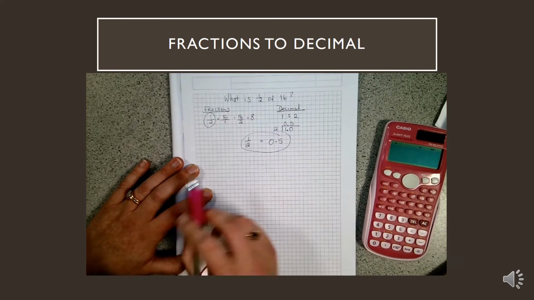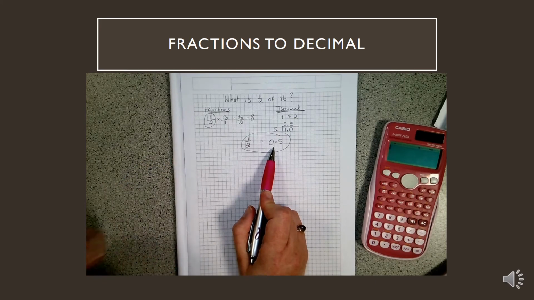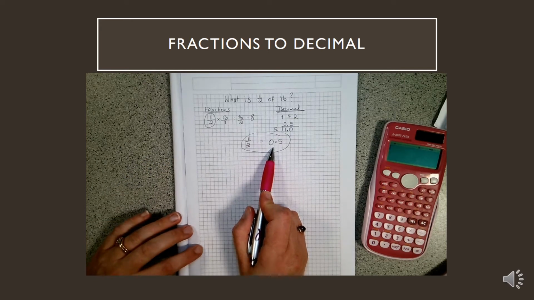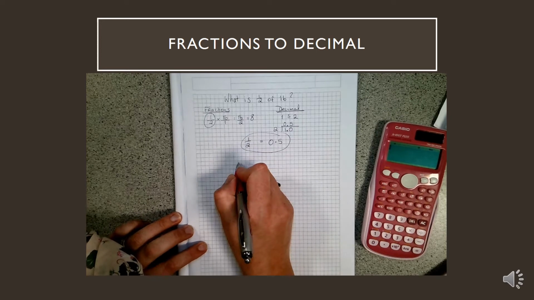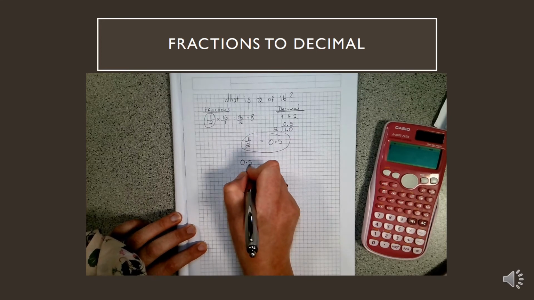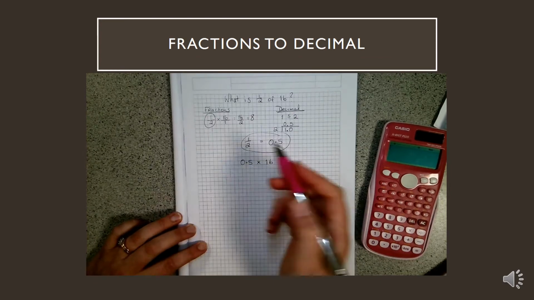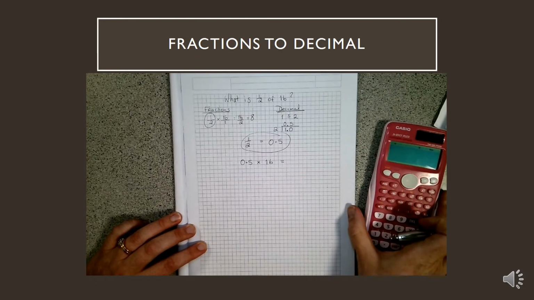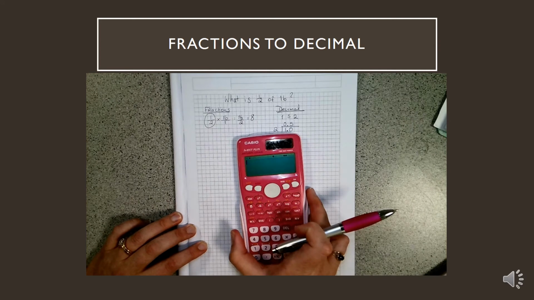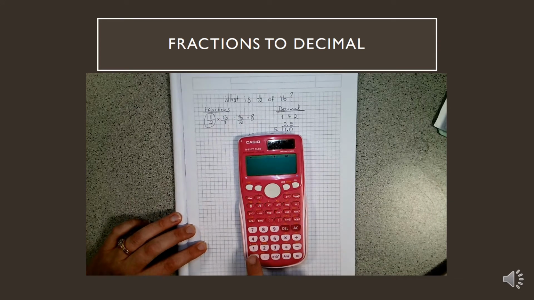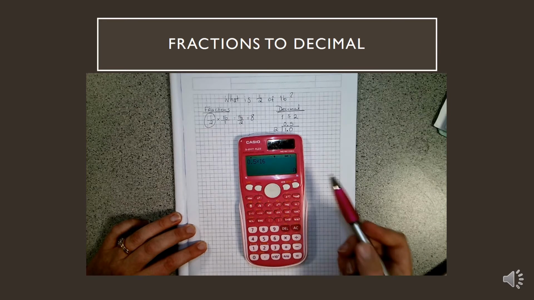Now how might I have used the 0.5 instead to get the answer 8? Well, simply you say 0.5 of 16 equals. Now you can do multiplication by hand for this, or we can use our calculator. So 0.5 of, we use multiply, 16 equals, and we see our answer 8.